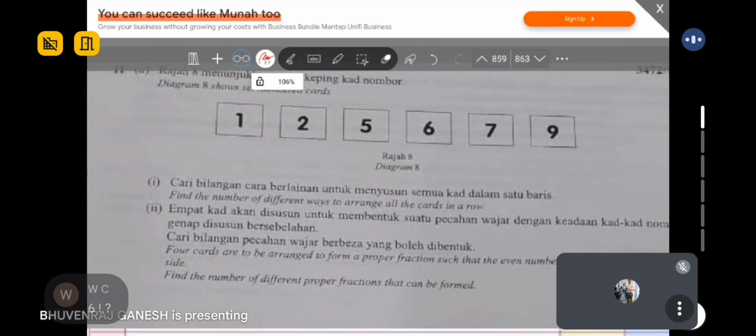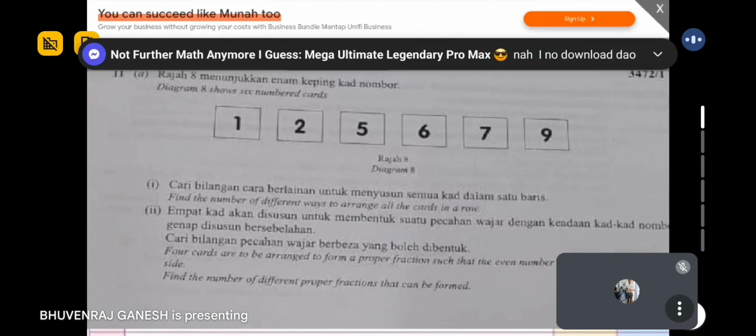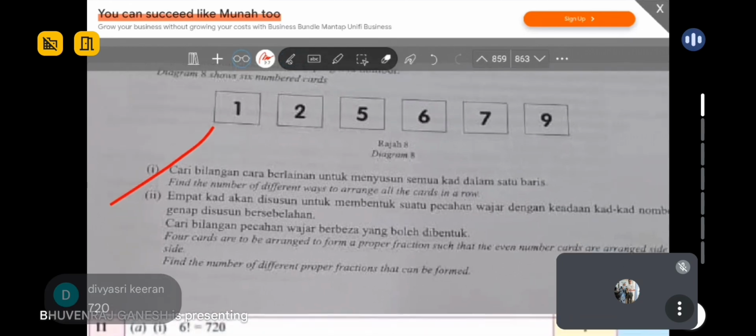Yes. Okay, very good. Okay, Huini, can you tell me, number 1, what is the answer? People write already. Okay, correct. Yes, so the answer is 6 factorial. Am I right? Because 6 cards, you arrange randomly. So very simple, number 1. 6 factorial only.